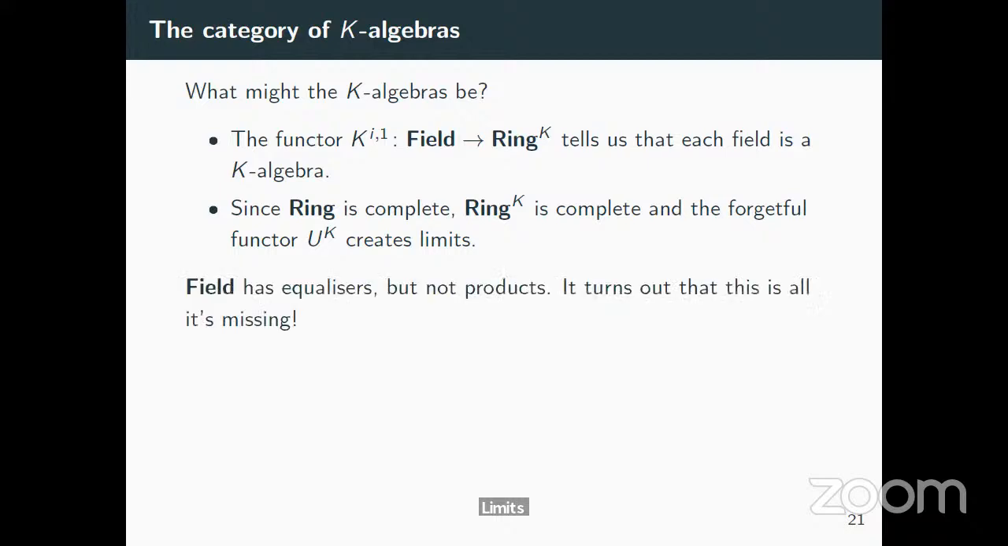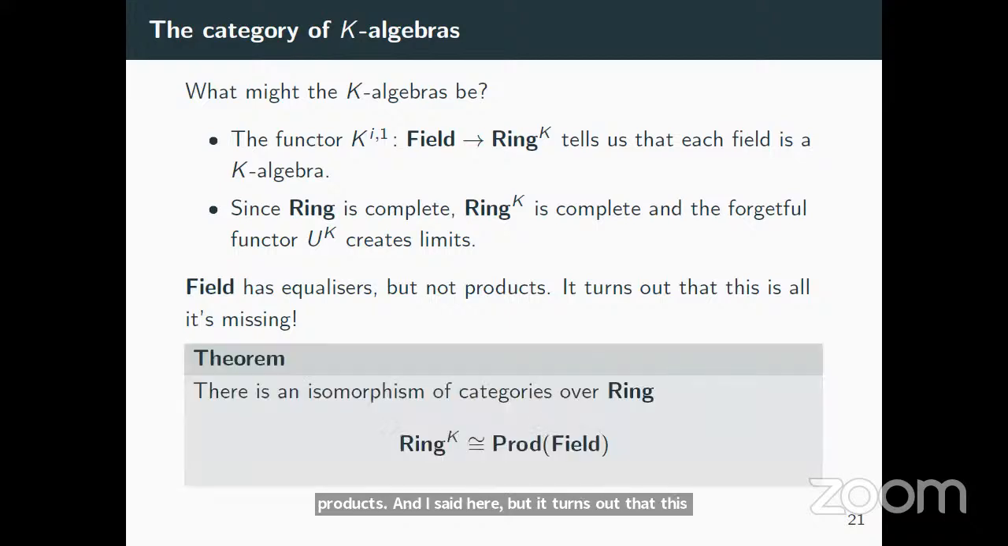Now, field has equalizers, but it doesn't have products, as I said earlier. But it turns out that this is all it's missing to become monadic over set. And so here's the punchline: the category of K algebras is isomorphic to the category of products of fields. And this is the free product completion of the category.